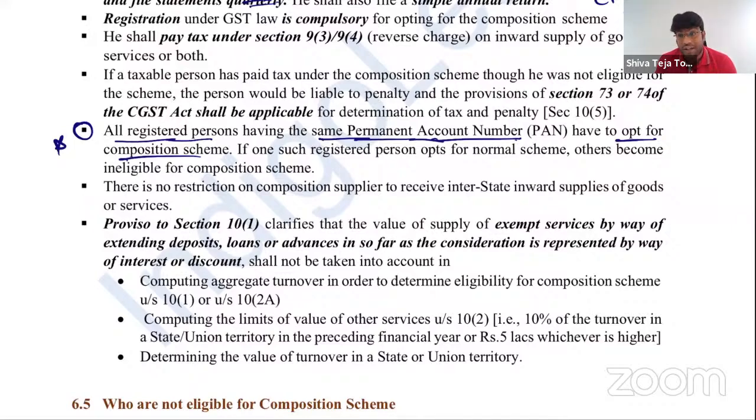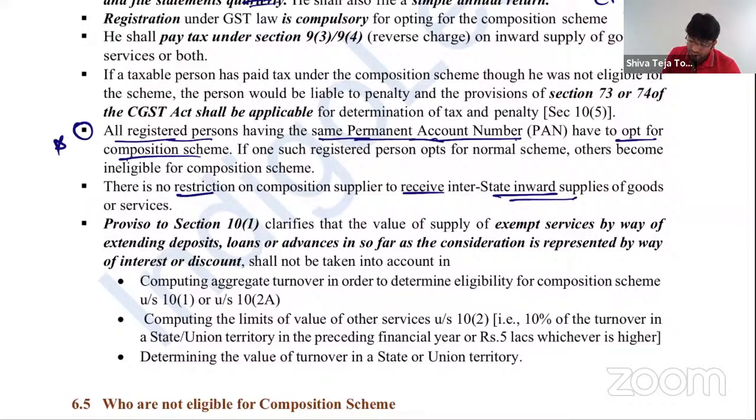That is not allowed. All the registered persons under the same PAN should either be under normal scheme or should be under composition scheme. You cannot tell one state I will take normal, one state I will take composition. That facility is not there in the law. Make sense? There is no restriction to receive interstate inward. That I already told you, interstate inward is okay. Interstate outward is not okay.